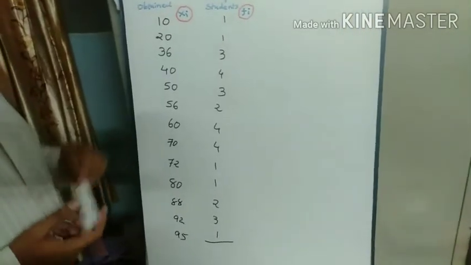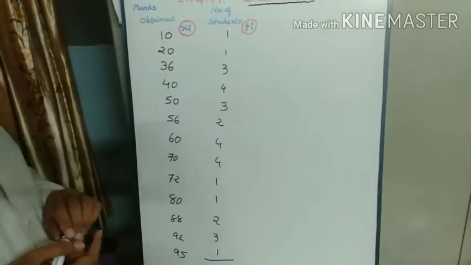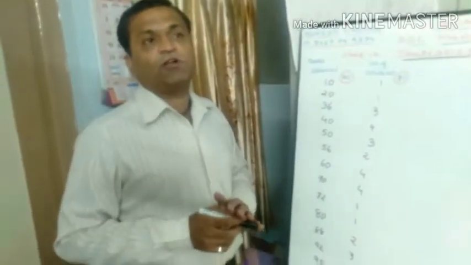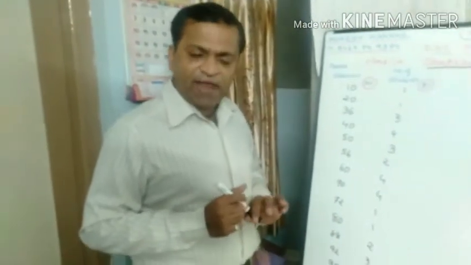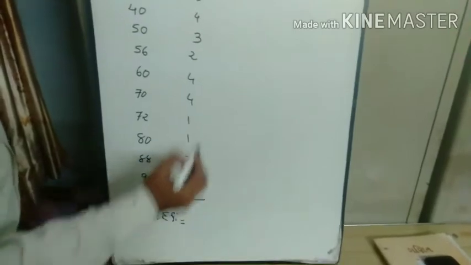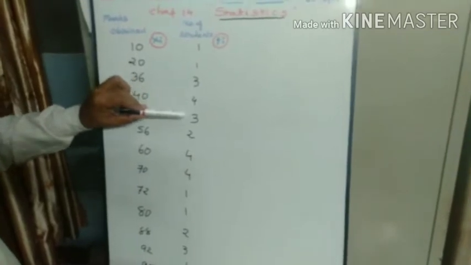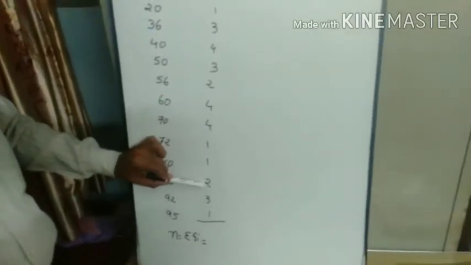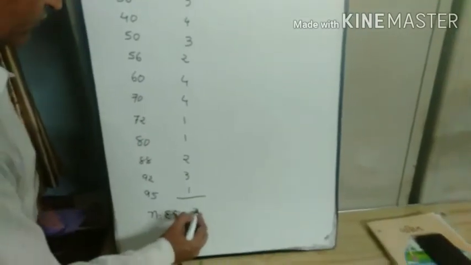Then, next step, you have to do the sum of fi. The sum of fi is the number of total observations for us. It is n for us. It is sigma fi for us. So sigma fi or n is equal to 1 plus 1 is 2, plus 3 is 5, plus 4 is 9, plus 3 is 12, plus 2 is 14, 18, 22, 23, 24, 26, 29 and 30. Then we will get the total number of observations is 30.